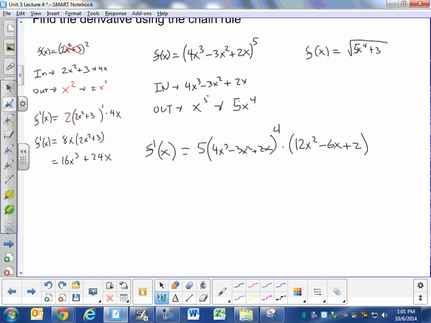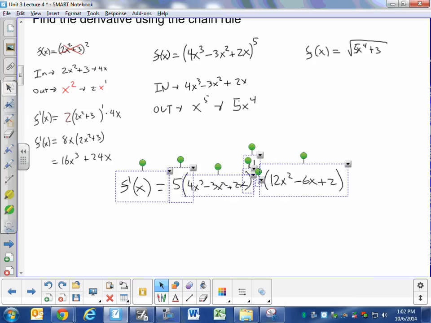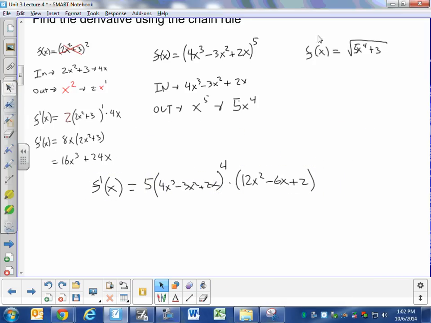That's the derivative. It's messy. It's long, but it's the derivative. I can plug in x values and get slopes of tangents to f. So, you guys do it for the last one. We have the square root of 5x to the 4th plus 3. Identify the inside, identify the outside, then go from there. Do the problem. Put your phone away.